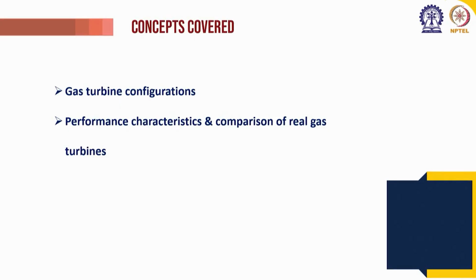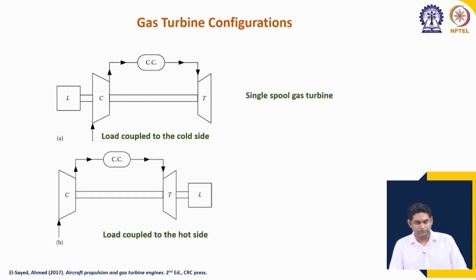The concepts which will be covered are different types of gas turbine configurations. This we have not yet discussed. There are multiple configurations of gas turbines. One of the examples we have seen in the previous numerical problem, where we had considered a 2 spool system. And the main part of this lecture today will be on performance characteristics and comparison of real gas turbines. So, let us come to the gas turbine configurations.